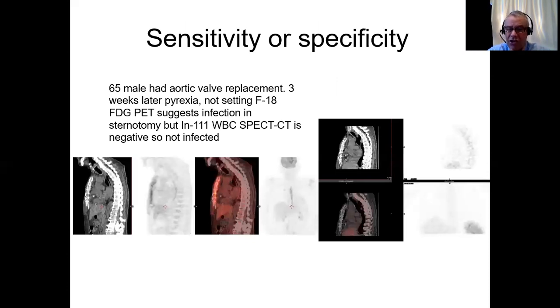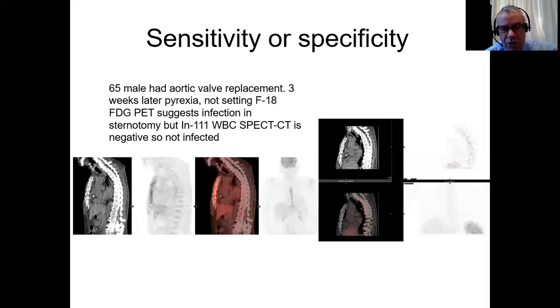So just as I'm finishing off, I'm going to have a clinical situation. So here we have a 65-year-old patient who had an aortic valve replacement, and 3 weeks later was pyrexial, which wasn't settling. So what they did is they did an FDG PET study, and this showed uptake in the sternotomy. And so the cardiothoracic surgeons got very excited. Oh, it's a wound infection in the sternum. But I said, wait, don't go too fast, because you can have FDG uptake in normal healing bone.